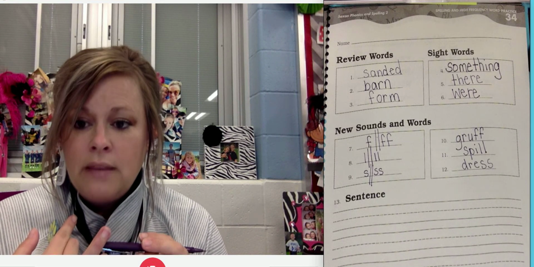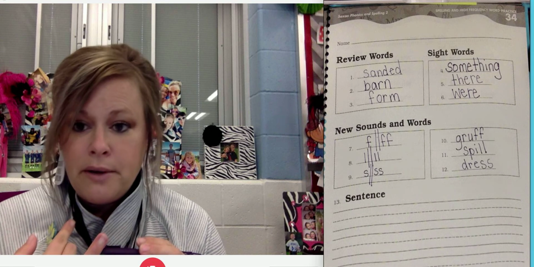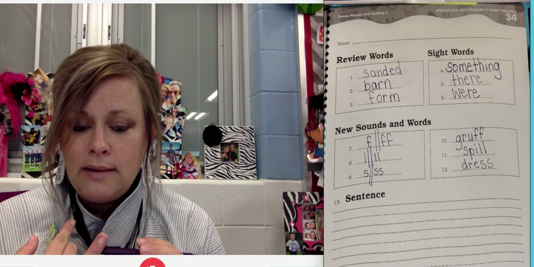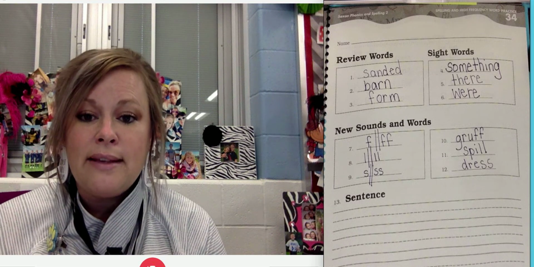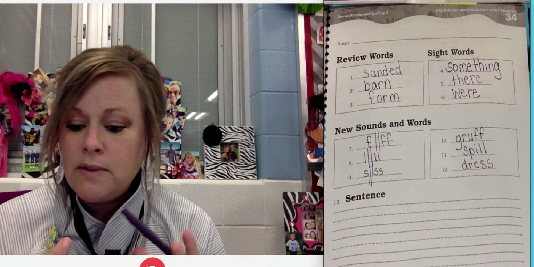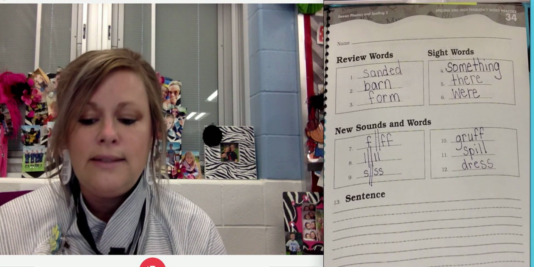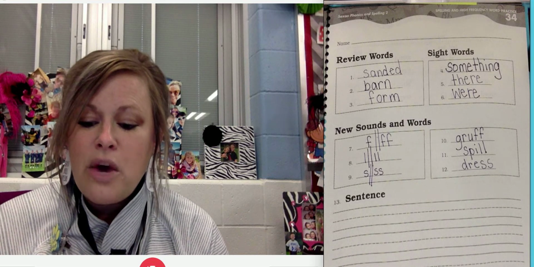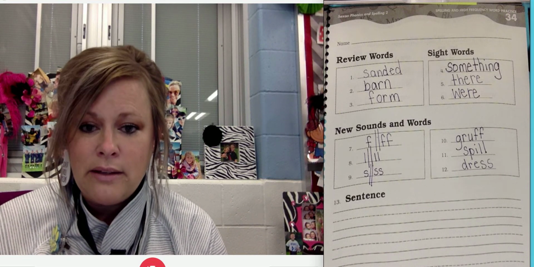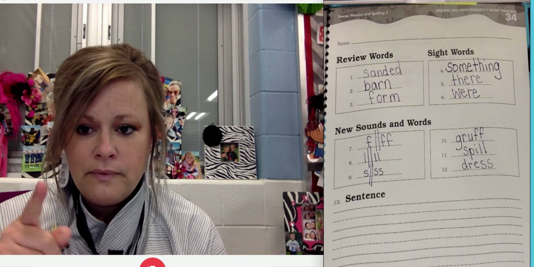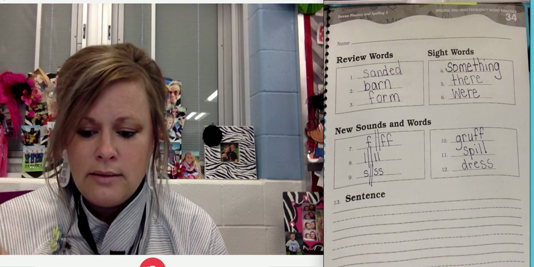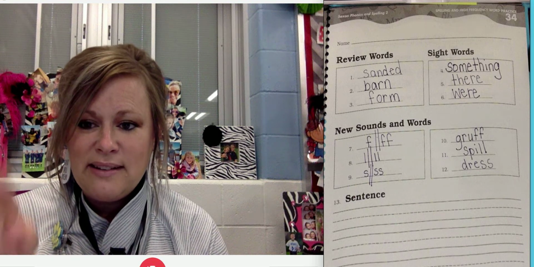Okay? The different ending marks could be a period for statements and commands, a question mark for questions, and an exclamation mark for excited emotional sentences. So here is your sentence. The rock was stuck in the mud. Repeat that with me. The rock was stuck in the mud.